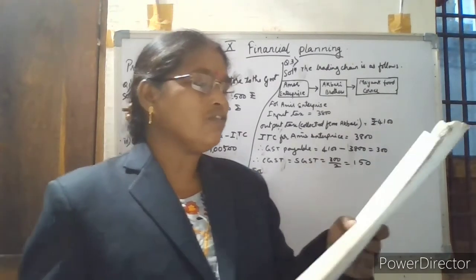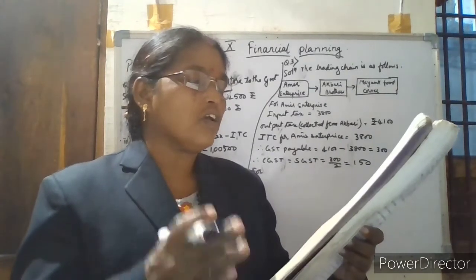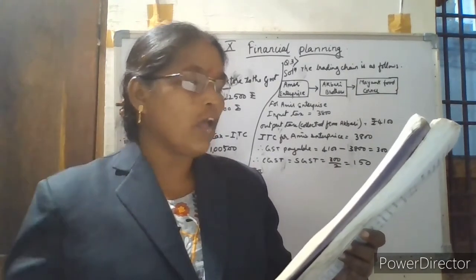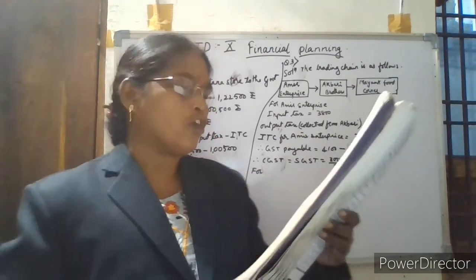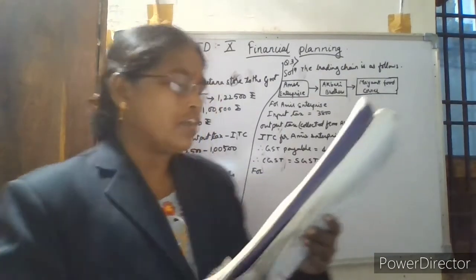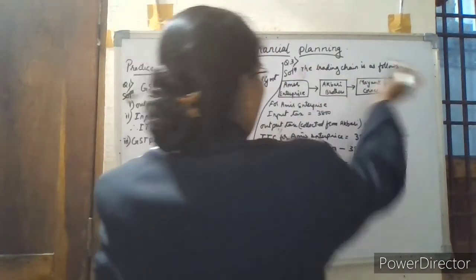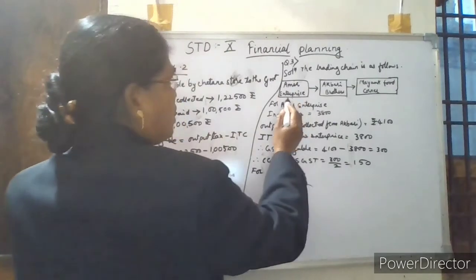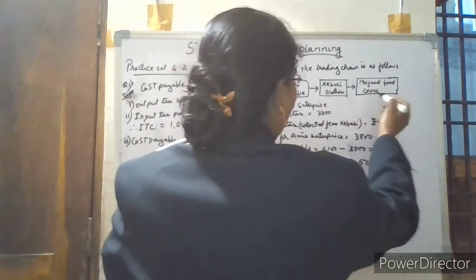So first, Amir Enterprise purchased and sold it to the Akbari Brothers, and Akbari Brothers sold it to the Mayank Food Corners. This is the trading chain. So you can see the trading chain is as follows: Amir Enterprises sold it to Akbari Brothers, Akbari Brothers sold to Mayank Food Corners.